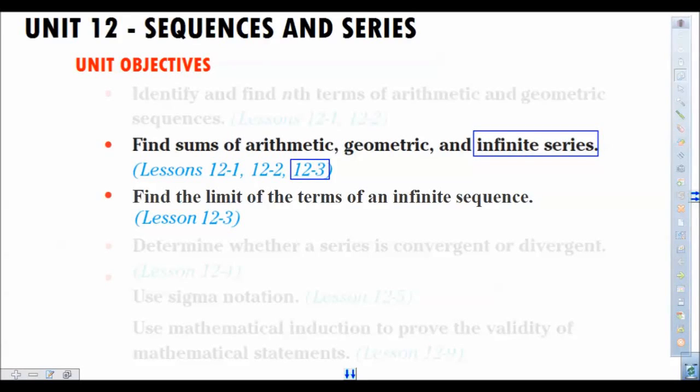Alright, 12-3, all about infinite series and infinite sequences. First thing we're going to look at here is how to find the limit of the terms in an infinite sequence, and then after that we'll take a look at how to find the sums of an infinite series.